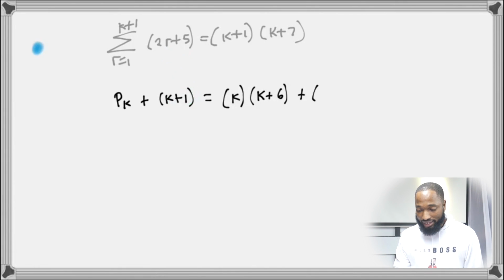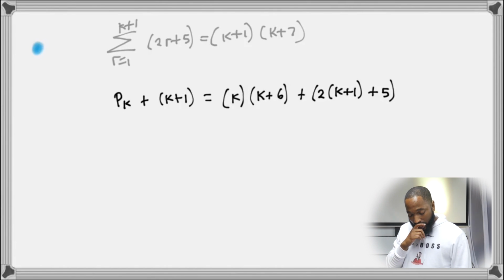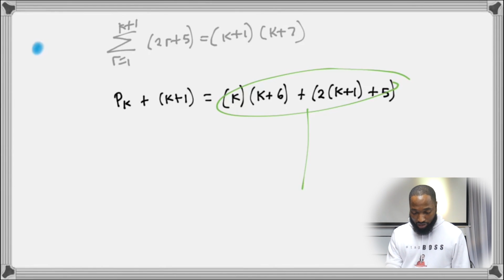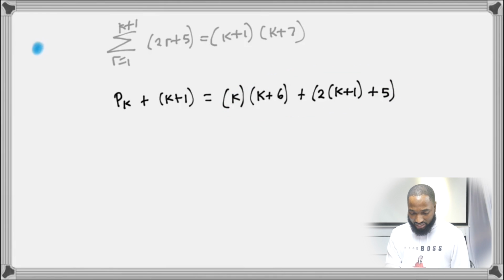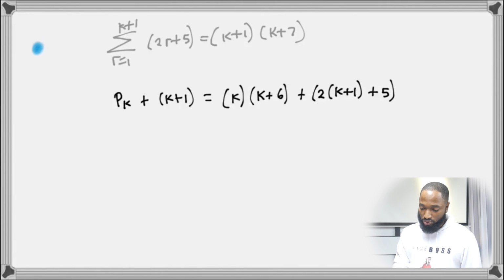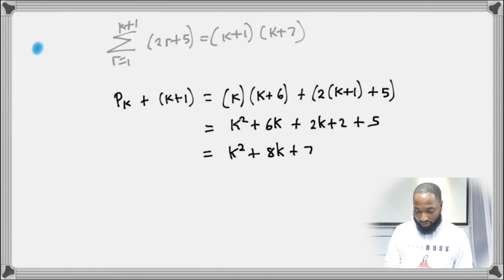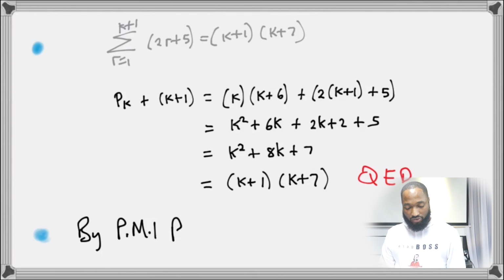So k plus 1 is 2 by k plus 1 plus 5. Now we need to ask ourselves, what are we really trying to do here? We're really trying to simplify this using our expert algebraic skills and make it look like that. So I think the best thing you can do here is expand those brackets. You're going to end up with a quadratic, and hopefully the quadratic factorizes to give me those two binomials there. So k squared plus 6k plus 2k plus 2. Verify that you get this quadratic here. That factorizes to k plus 1 and k plus 7, QED.